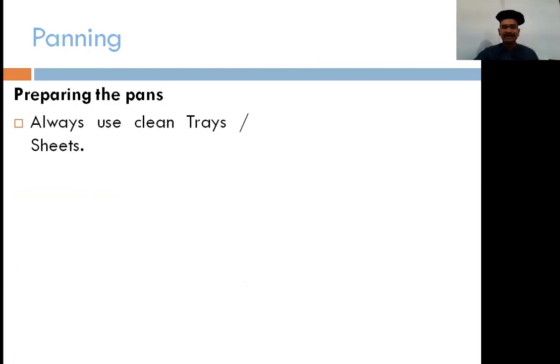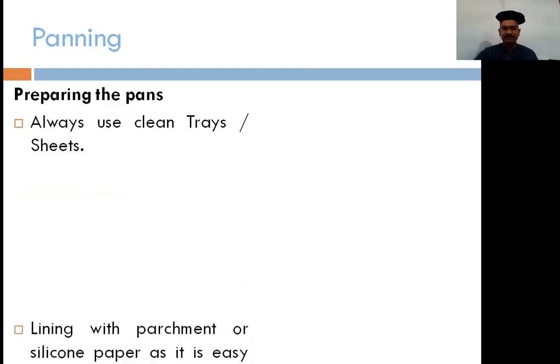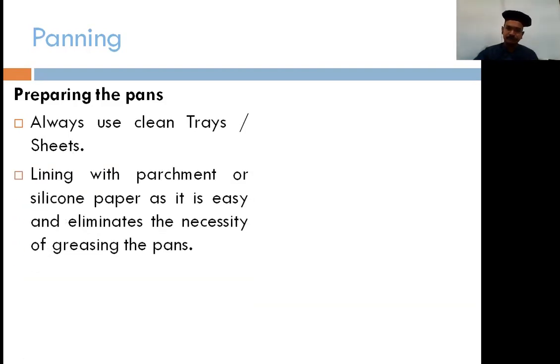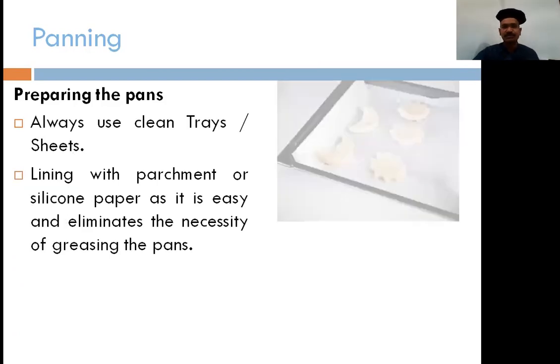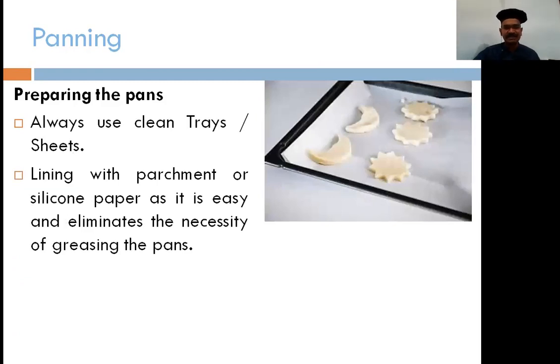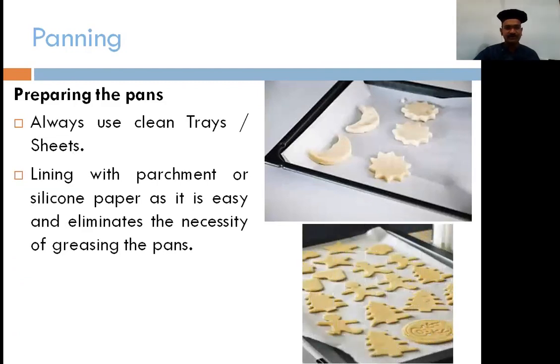Always use clean trays whenever you have to bake a cookie. It can be a tray, it can be a sheet, it can be anything. And as far as possible, line it with parchment paper or silicone paper. Why we do that is it eliminates the necessity of greasing the pan, and you get a good texture. Your cookie will spread less. As you can see in the picture, a nice, clean tray, lined with parchment paper, and you put your cookies on top of it.